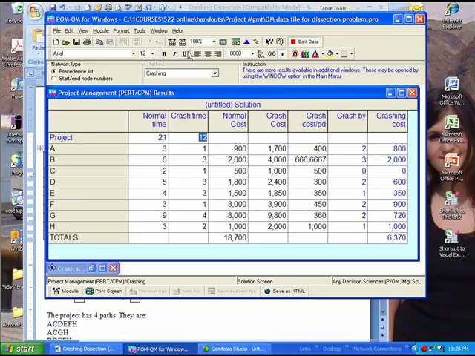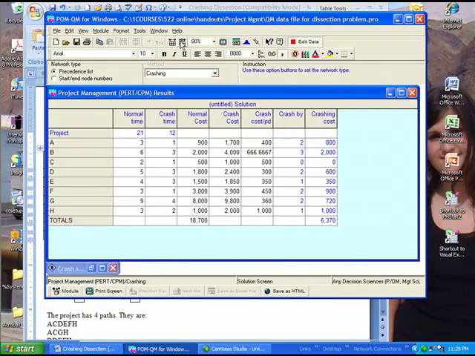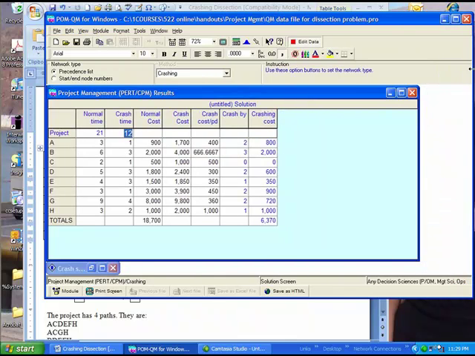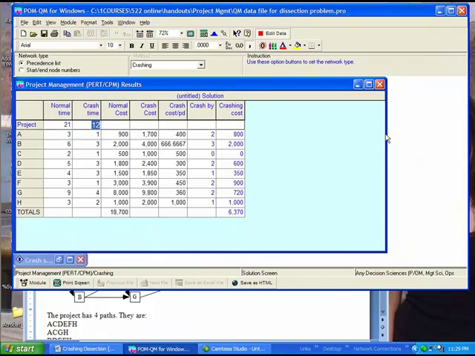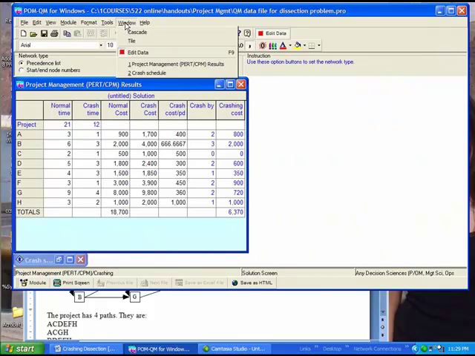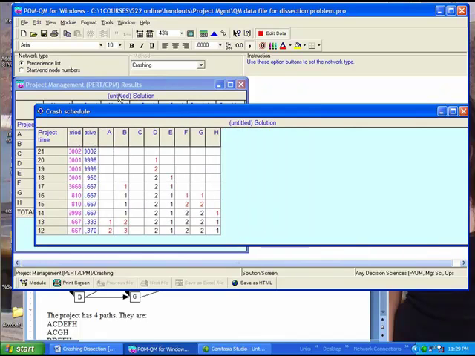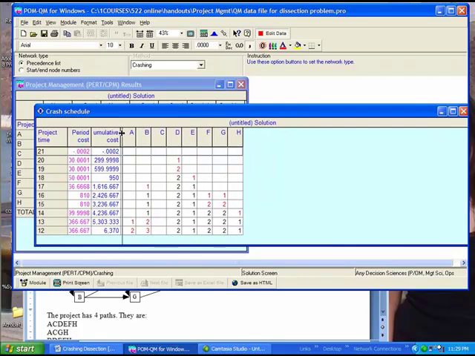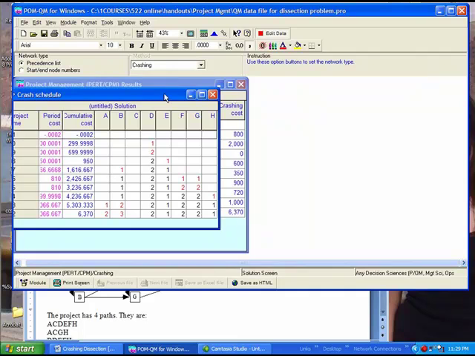Now, I'm going to reduce the font a little bit and crush it, or make the column smaller. And let me go ahead and bring up the crashing window. And here's the crash schedule window. And I'm going to crunch this up to cumulative cost. And I'm going to fit that right next to this other window.